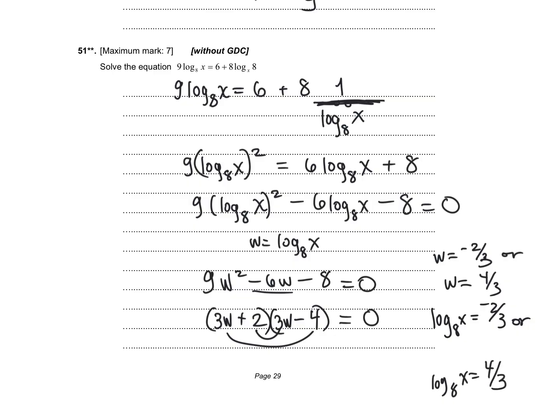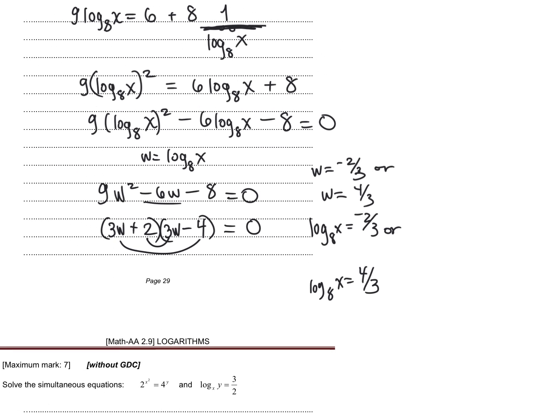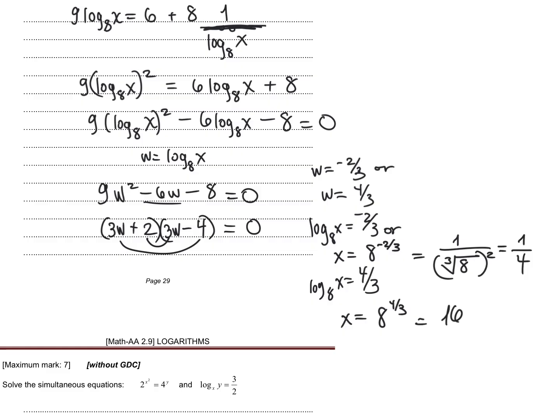Okay, so we have that x equals 8 to the negative 2 over 3, which is going to be 1 over the cubed root of 8 squared, which is 1 over 4, because the cubed root of 8 is 2, and 2 squared. And then here we're going to have x is 8 to the 4/3, which is going to be 16.